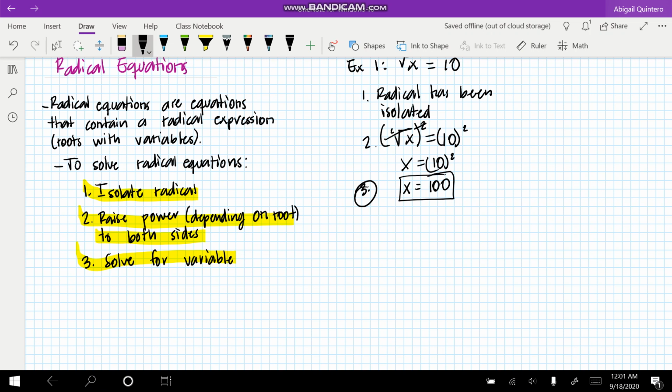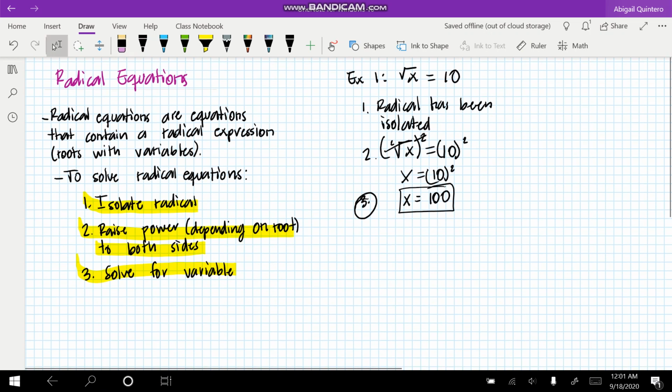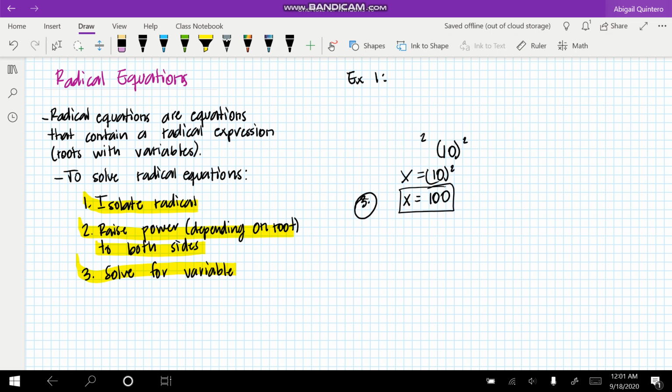Let's go ahead and try another one. This other one, it's really similar to this. You just have a little bit more values. But same concept. Isolate the radical, raise the power, and then solve for the variable.